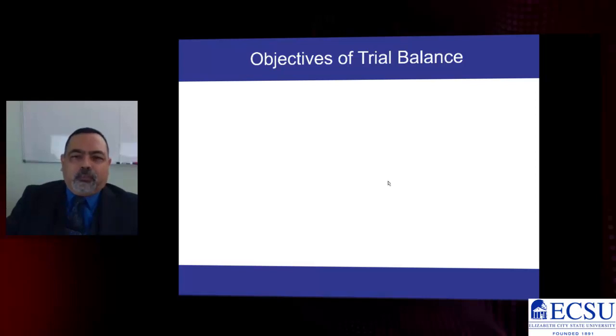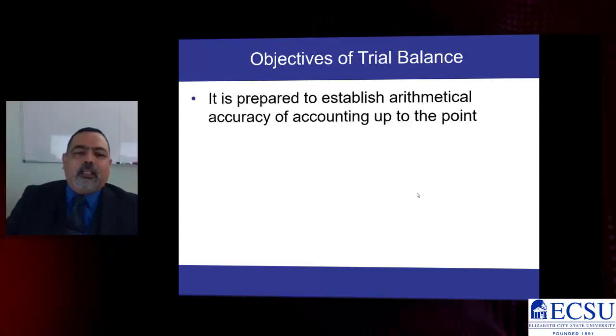Now, the objective of preparing a trial balance is to establish the arithmetical accuracy of accounting up to the point. Why are we using the phrase "up to the point"? Because we prepare three different trial balances. The first is the unadjusted trial balance, which is prepared once we finish the general posting of the journals.